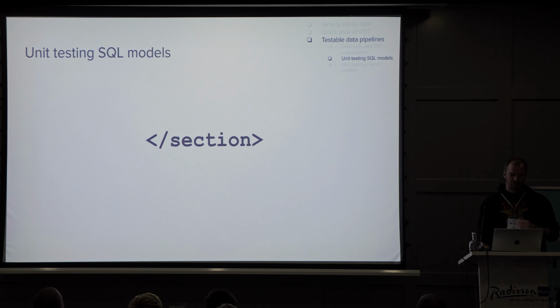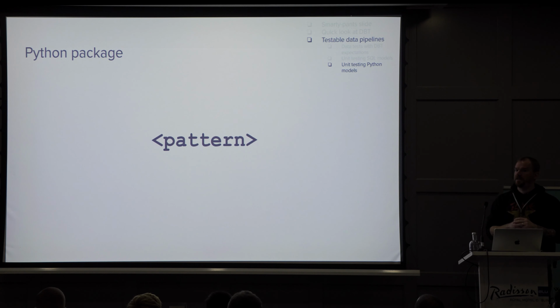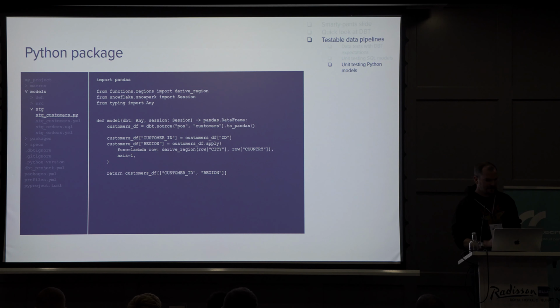Okay, that was all about unit testing SQL models. And let's jump to unit testing Python models. The first thing is, I will come back to what I mentioned earlier. I think the whole trick about unit testing your Python models is creating a package management for your data warehouse, because in the end, then it's just Python code. And I will show you how to do that.